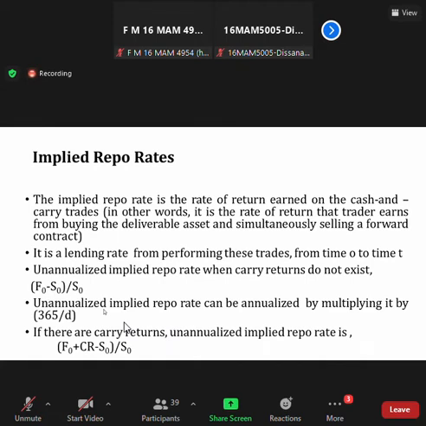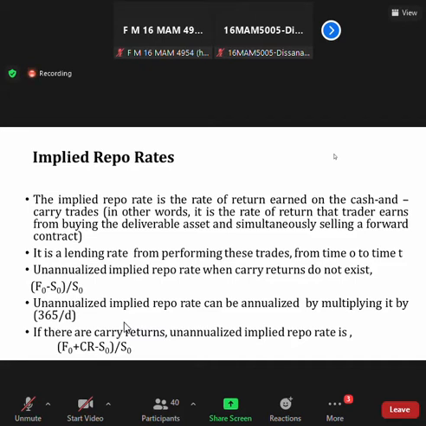If we want to find the unannualized implied repo rate, you have to multiply this by 365 divided by D. D means the number of days. For example, in the previous one that we discussed, that was for 6 months. So simply you have to multiply that by 365, or you can take it like months, 12 divided by 6. So that will give you the unannualized implied repo rate, right?